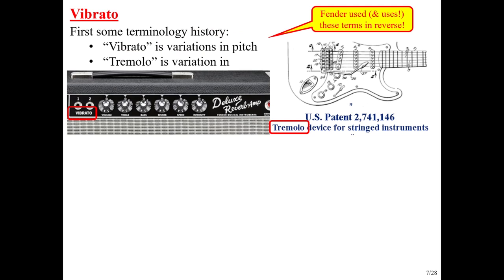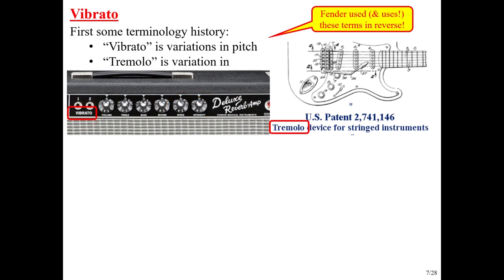Now, unfortunately, Fender got those backwards originally and still keeps using them backwards. So back in the early 1960s, they introduced amplifiers. Here's a picture of the Fender Deluxe Reverb, and it had a tremolo circuit in it, but they called it vibrato. So you would plug into the vibrato channel to get tremolo. So there's speed and intensity controls for the variation in amplitude.